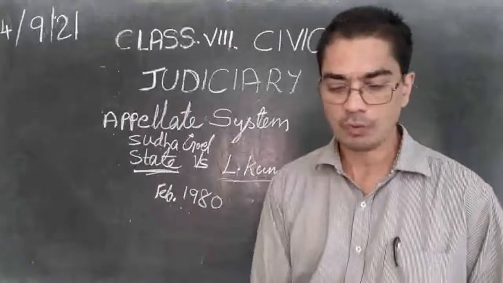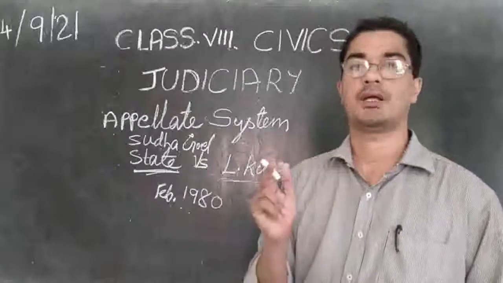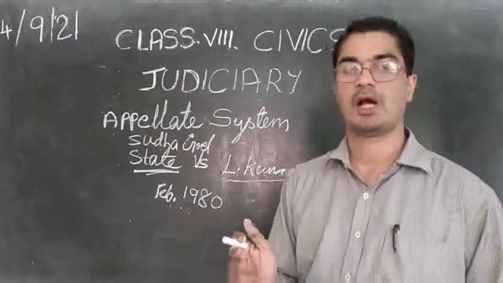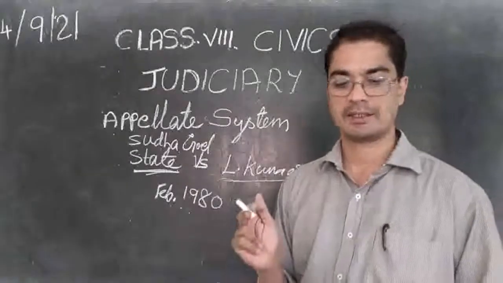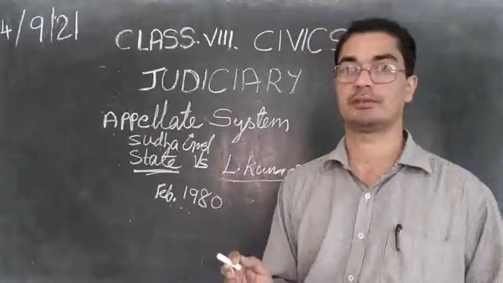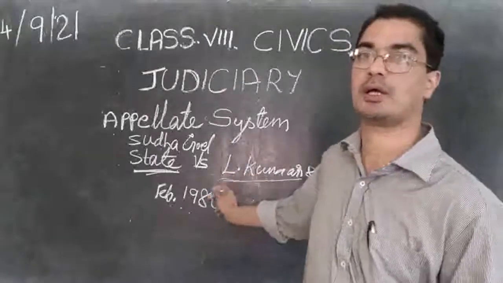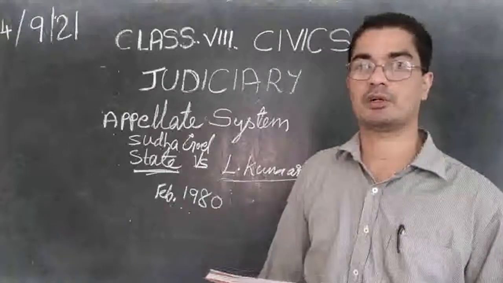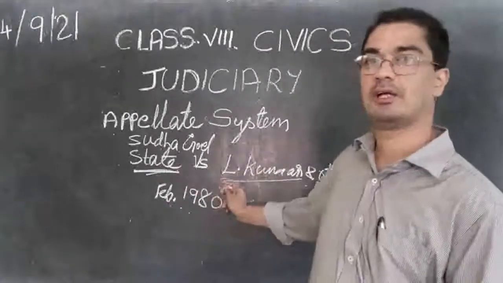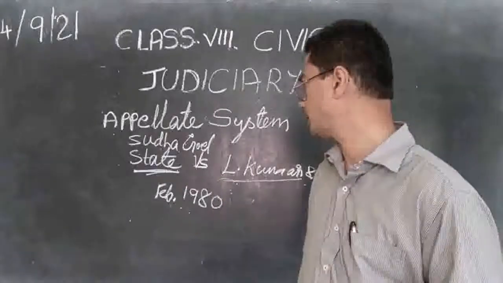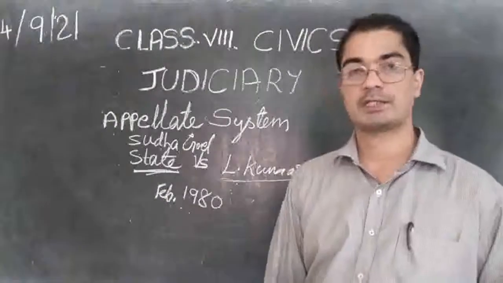And what was the punishment? So Lakshman, his mother Sakuntala, and his brother-in-law Subhash Chandra, the husband of Lakshman Kumar's sister, were sentenced, all three of them, to death.